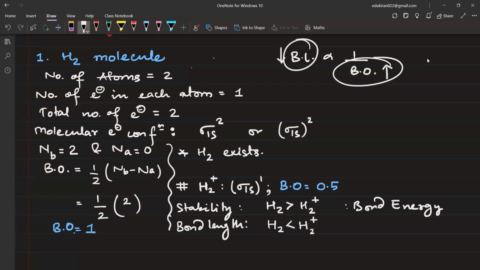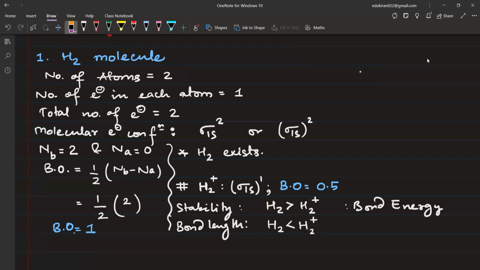And I think stability and bond energy will have the same order. Yes or no? Please tell me. No difficulty here, right? Just keep revising a little. Okay, it's new, it's not tough, it's just new. I hope you understand that.